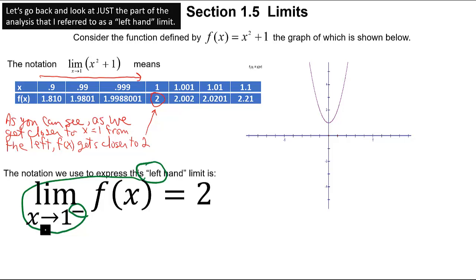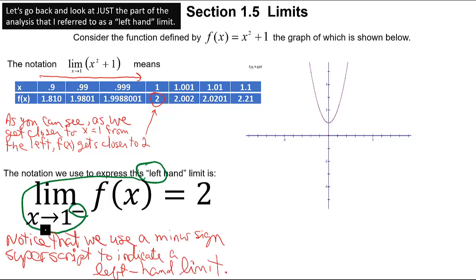So if you're doing a left-hand limit, you'll write out the normal limit symbology, but you'll put a superscript of a minus sign on the number that x is approaching. And we call that a left-hand limit. So when you see a limit, and to the right of the arrow where x is approaching something, you see a superscript of a negative sign, you'll know that's a left-hand limit.